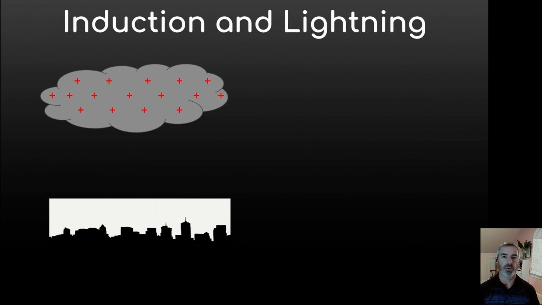Now, as that cloud moves through the air, it's going to pick up electrons from other clouds and it'll end up becoming neutral again. But this is how lightning is caused from cloud to ground lightning. And a similar process would be cloud to cloud lightning as well.